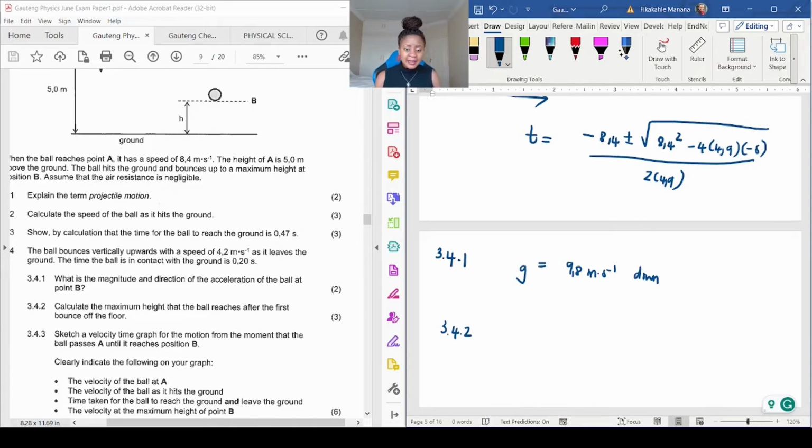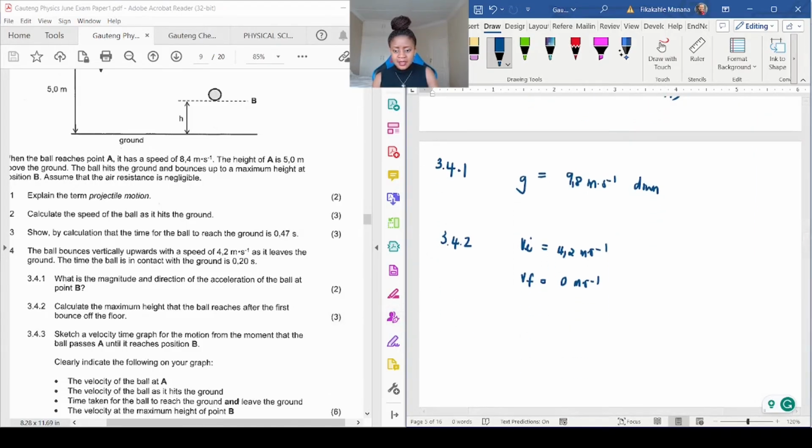Calculate the maximum height that the ball reaches after the first bounce. They told us that it bounces off with a speed of 4.2, so the initial velocity is 4.2 meters per second. We know our final velocity: if it reaches its maximum height, that will be 0. What else do we know? We don't know the height, we're looking for the height. So which equation would be applicable?